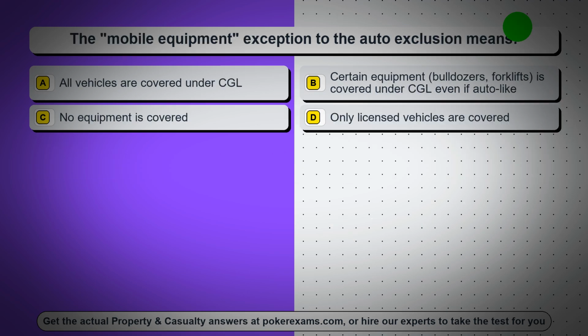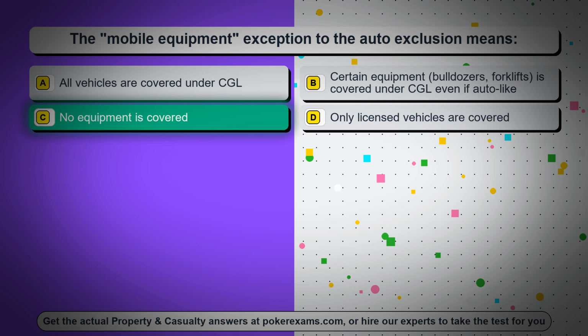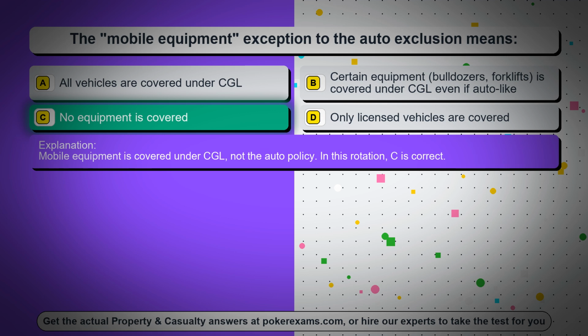Question 69. The mobile equipment exception to the auto exclusion means, option A, all vehicles are covered under CGL. Option B, certain equipment, bulldozers, forklifts, is covered under CGL even if auto-like. Option C, no equipment is covered. Option D, only licensed vehicles are covered. The correct answer is option C, no equipment is covered. Mobile equipment is covered under CGL, not the auto policy. In this rotation, C is correct.